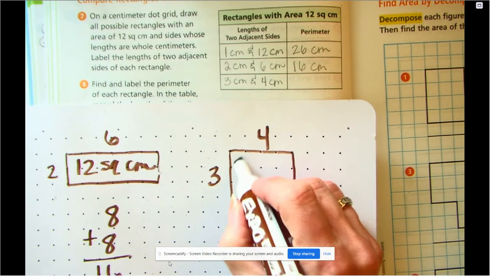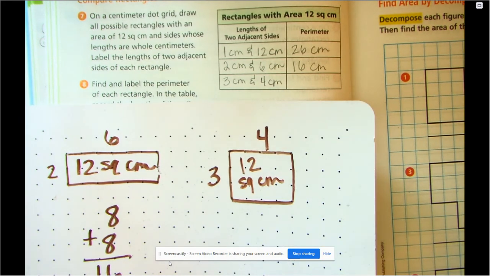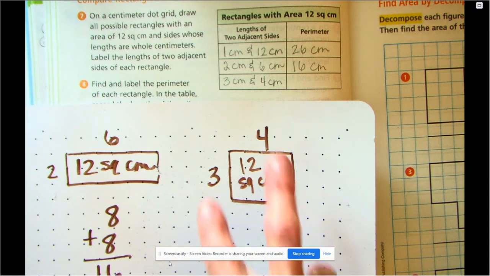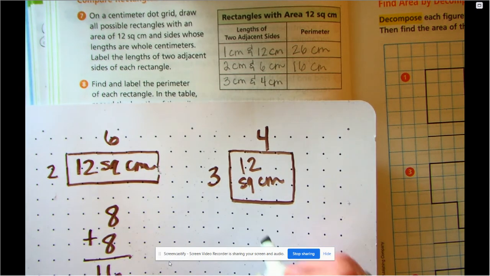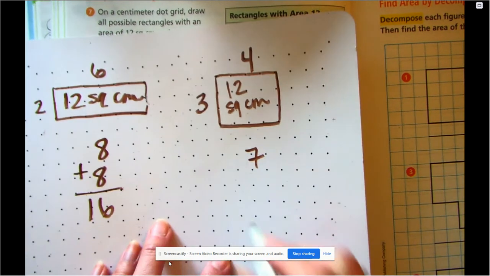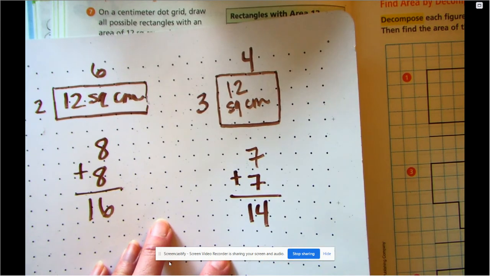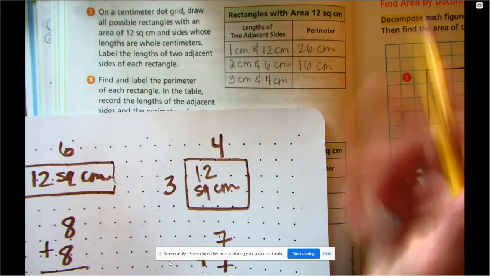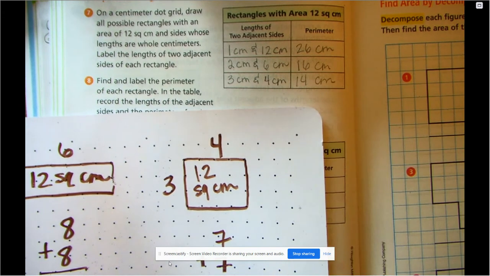So I know the inside is 12 square centimeters, but not my perimeter. My perimeter, I have to add 4 and 3 is 7. And I know that the opposite sides are going to be the same. So I'm going to double that. And I know that the double of that is 14. So I've got an area of 12, but I have a perimeter of 14 centimeters.